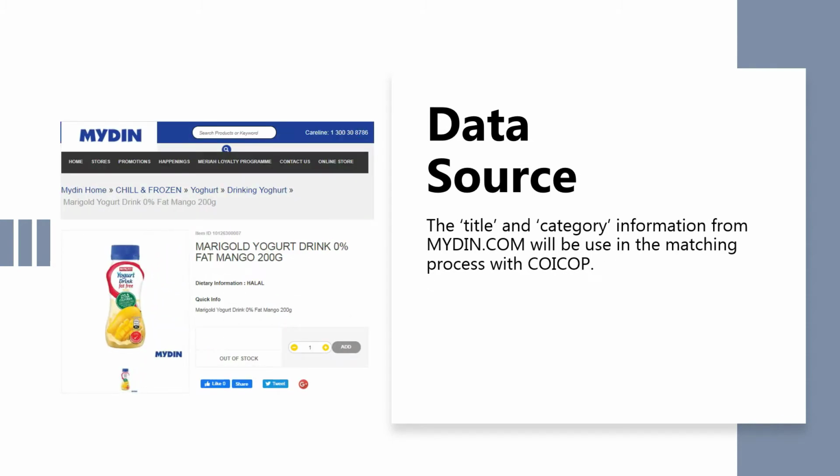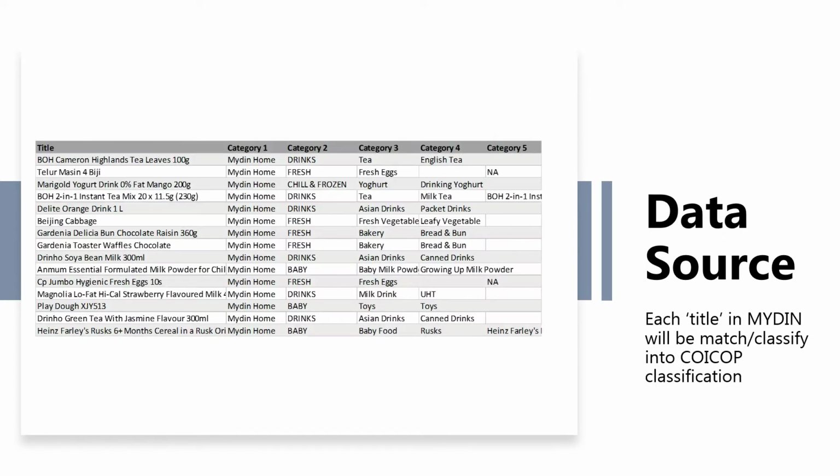The picture shows item details in the website of mydean.com. There is several information that has been crawled from the website. The information will be used in the classification process. With COICOP, they are category and title information. The data source has several usable information, but we will focus on title and category information.